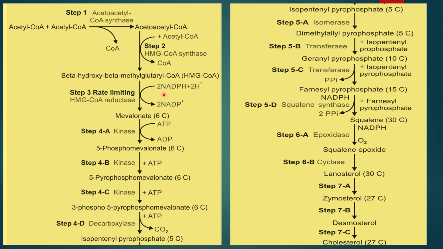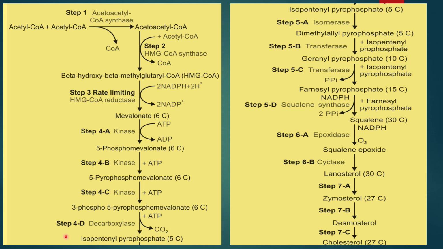And then 2 NADPH are consumed here, leading to the formation of 2 NADP. Then mevalonate, after 3 consecutive kinase reactions, first, second, and third, is finally converted into 5-pyrophosphomevalonate, which is also a 6 carbon compound. Further, there is a release of carbon dioxide in the presence of decarboxylase. It leads to the formation of the third important intermediate, that is isopentenyl pyrophosphate.